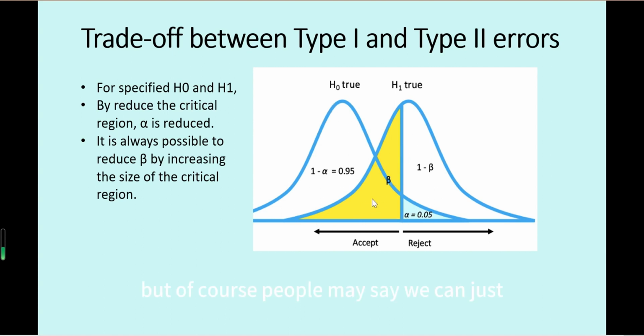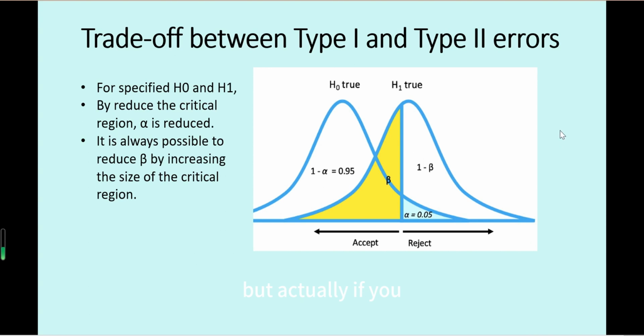But of course, people may say, we can just set H1 here, then the shape will look like this. And we can even set H1 here, then the two shapes will not overlap. Then actually there's no alpha and no beta. So if you get a sample here, you will accept H0. If you get a sample there, you will accept H1. And there is no type 1 or type 2 error, right?